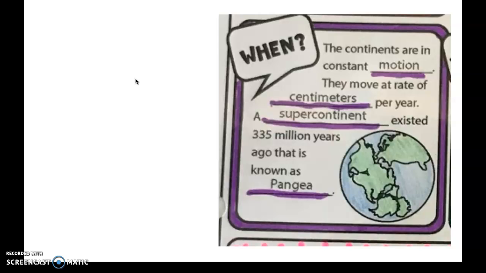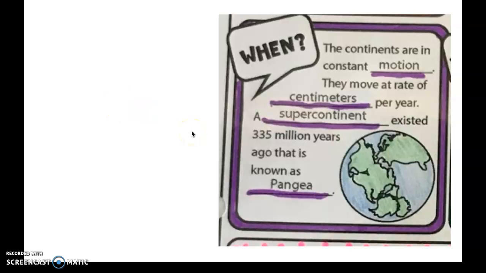You learned about this in Earth and Environmental Science when you studied the Earth's history. You learned that this broke apart, correct me if I'm wrong, a little bit before the time of the dinosaurs. So a little bit before the Mesozoic era.